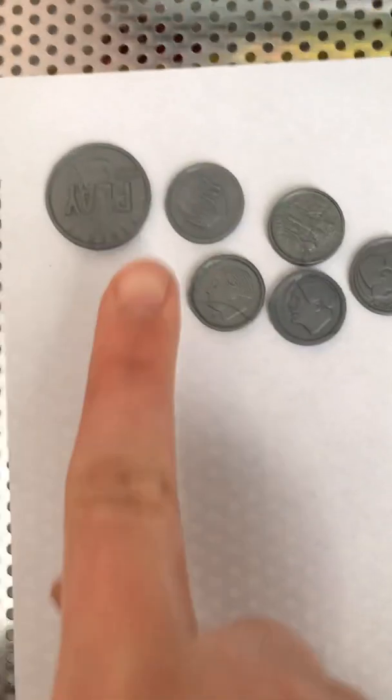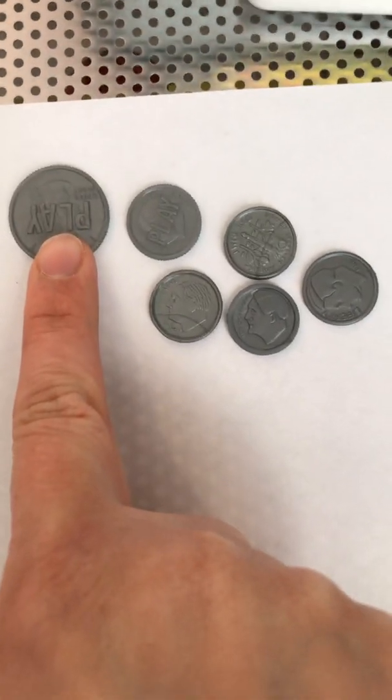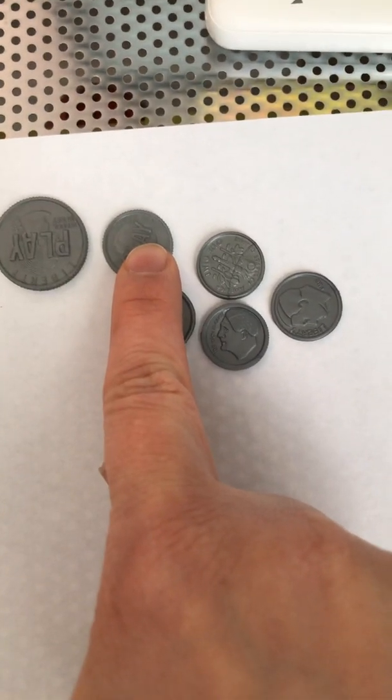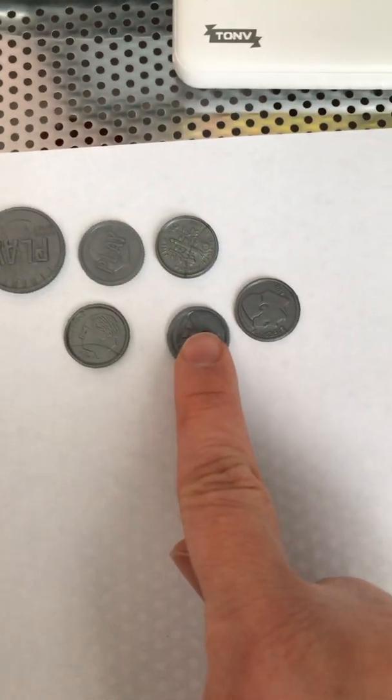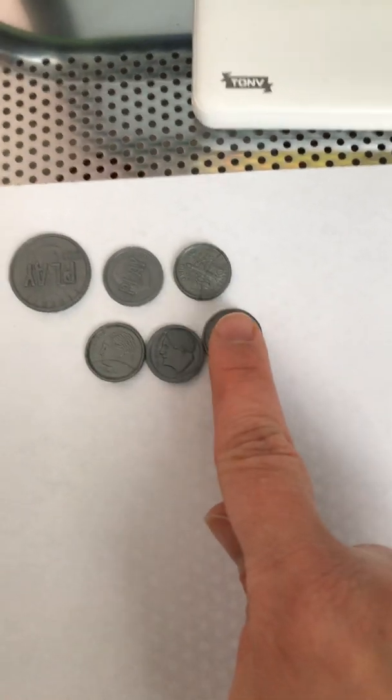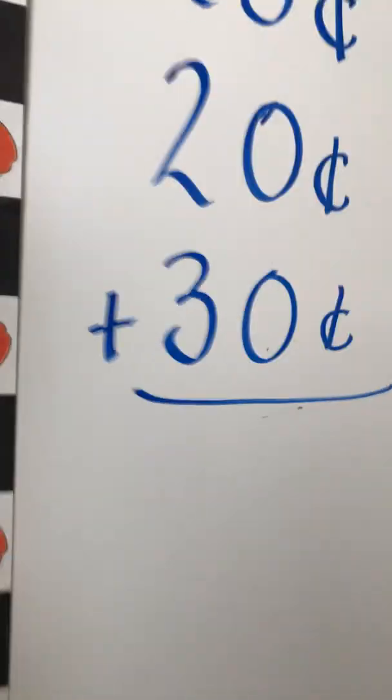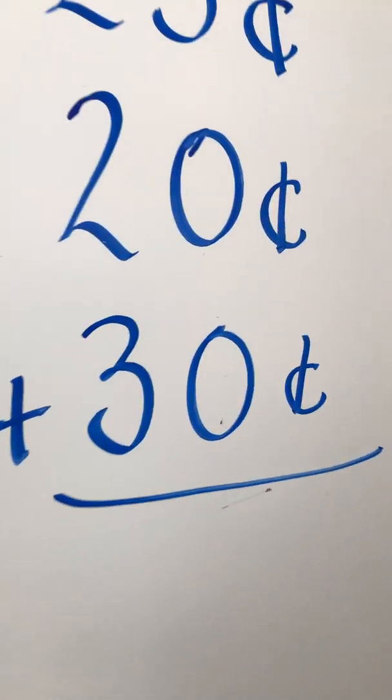All right, here's my money. Count my money with me. 25, 35, 45, 55, 65, 75. I want to show you today another way to add money. Is by lining it all up into 3 columns.